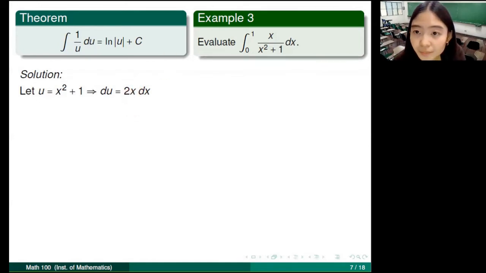Kasi nandito sa ating integrand, yung x dx. Meron nga lang 2 na kayang-kaya nating ma-remedy. Pwede rin nating i-divide si 2 kay du. Para x dx lang ang mag-appear at yung du over 2 na yung ilalagay natin dito para everything becomes in terms of u.